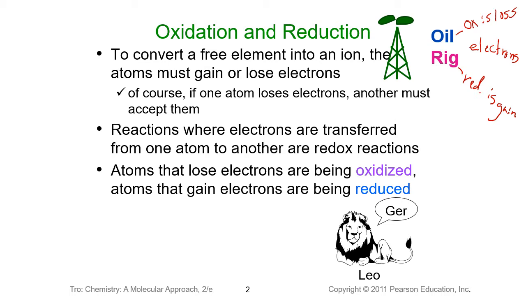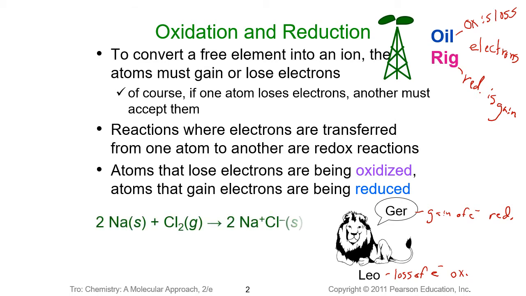There's another one that says, LEO the lion says GER. So LEO is loss of electrons is oxidation, and gain of electrons is reduction. Whichever one you prefer, you're welcome to use those, but they just help you remember which one is oxidation and which one is reduction.